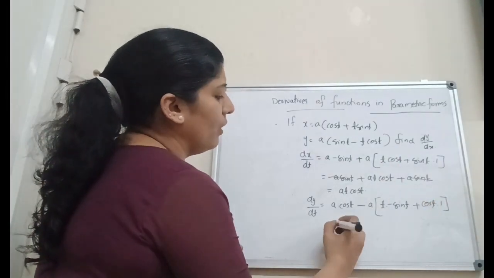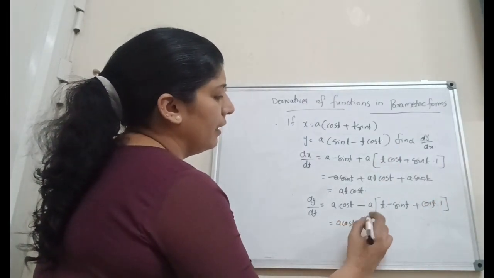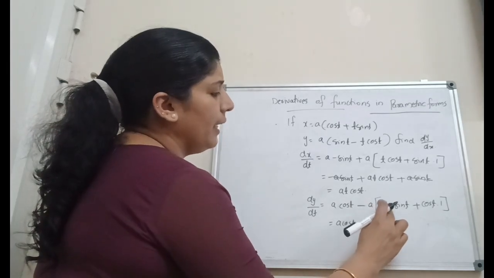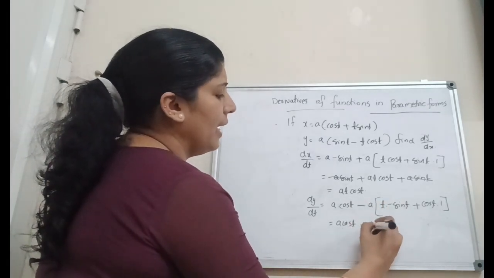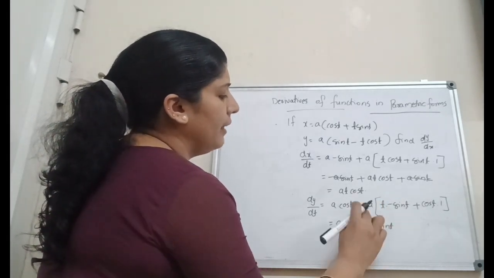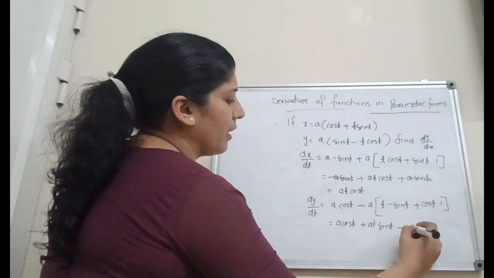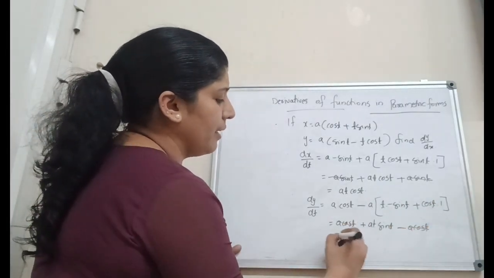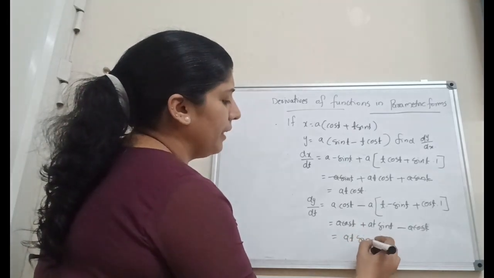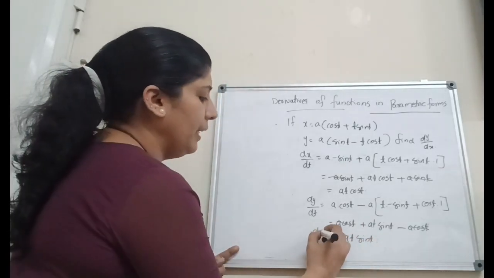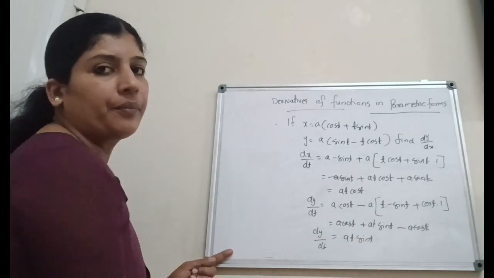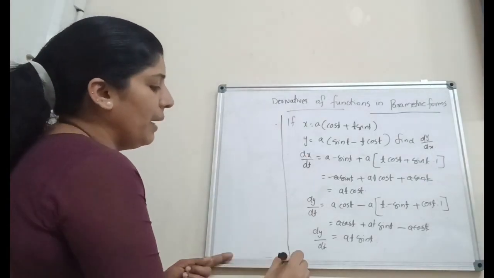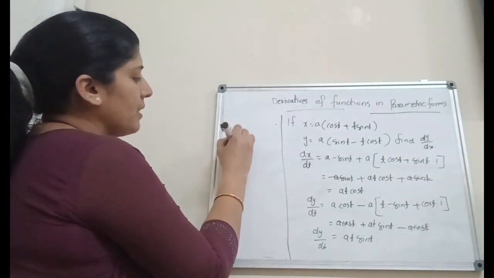That is equal to a cos t, then minus a into (t into minus sin t plus cos t), that is plus a t sin t, then minus a into cos t. Then a cos t minus a cos t cancel, that is equal to a t sin t. So dy by dt equals a t sin t. Next we have to find out dy by dx.